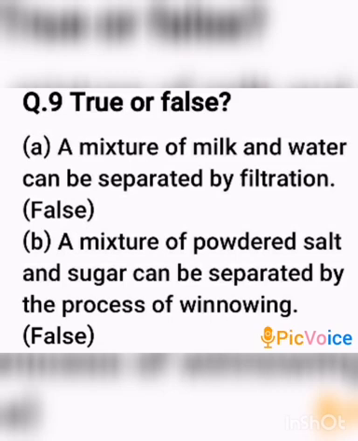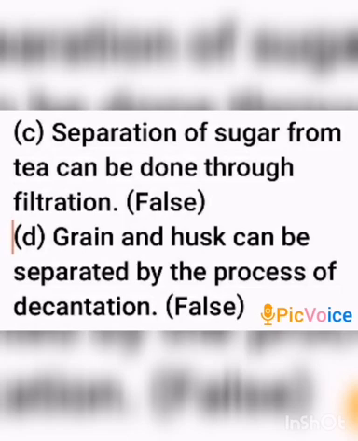Next, C. Separation of sugar from tea can be done with filtration. What's the answer, children? Is it true or false? It is a false statement. Separation of sugar from tea can be done with filtration is a false statement.